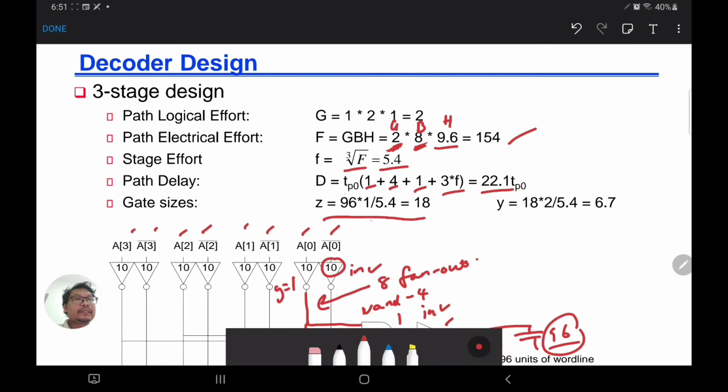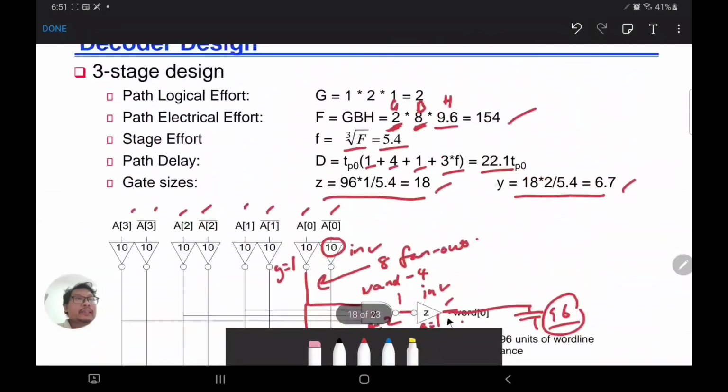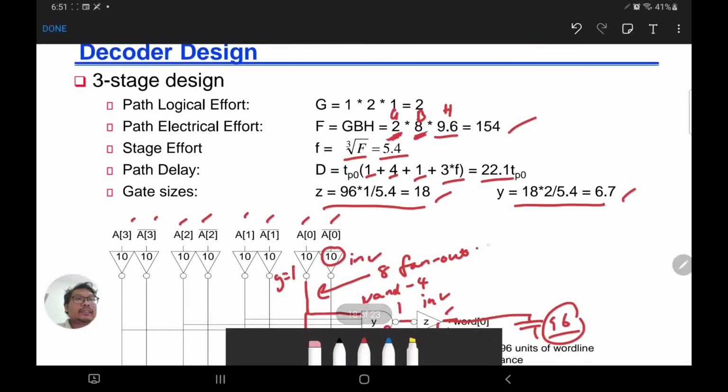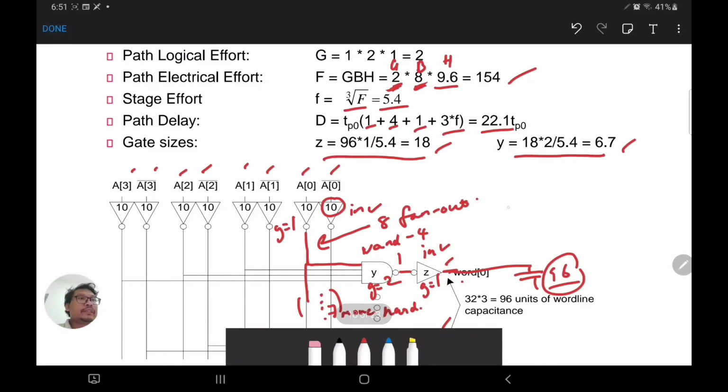So 96 times 1 over 5.4 equals 18, and then for y, 18 times 2 over 5.4, you get 6.7. Okay, so those are the gate sizes that optimize the delay using 3-stage logic, the 3-stage logic for the decoder design. So we have this total delay. That's our goal. We want to have a fast circuit.